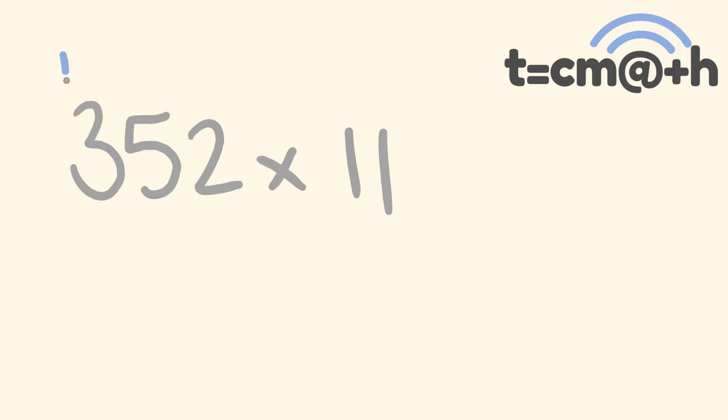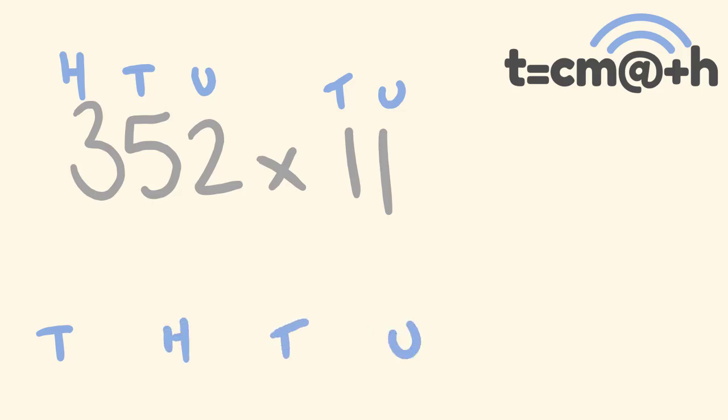So the 3 is a hundreds, the 5 is a tens part of the number, and the 2 is a units. For our 11, we have a tens and a units part. In our answer, we're going to have a thousands part, a hundreds, a tens, and a units. Now, I'm going to show you why this is important when we're working out the answer. So the first thing you're going to say is, okay, we can work out the units part of our answer. We're just writing this number down here.